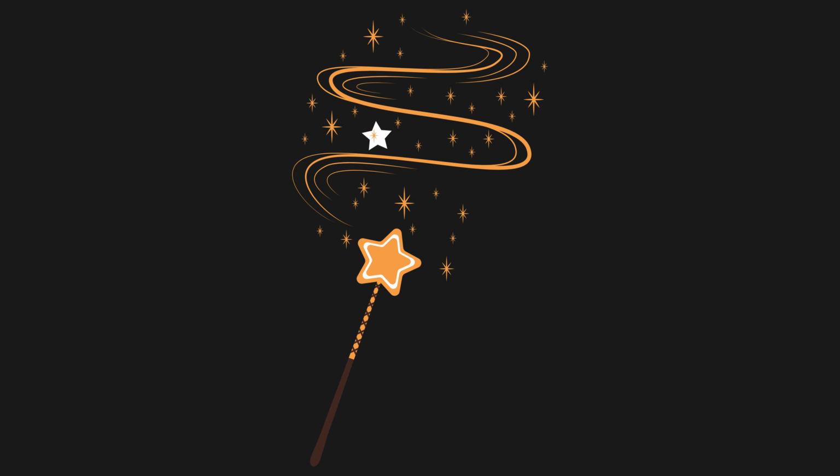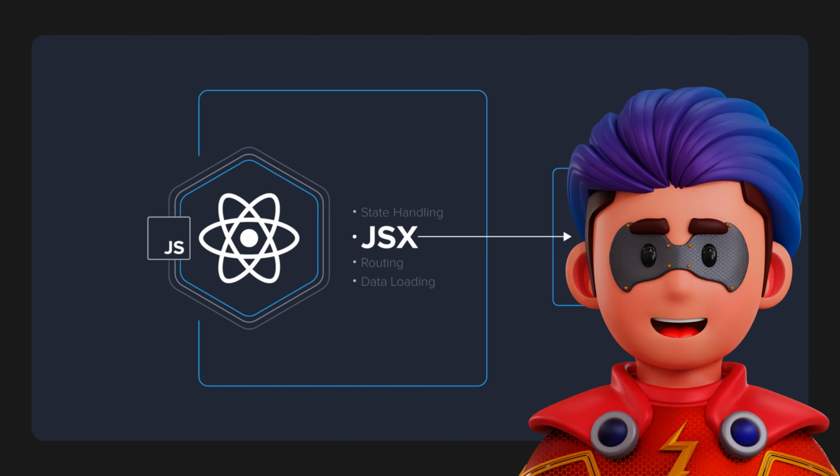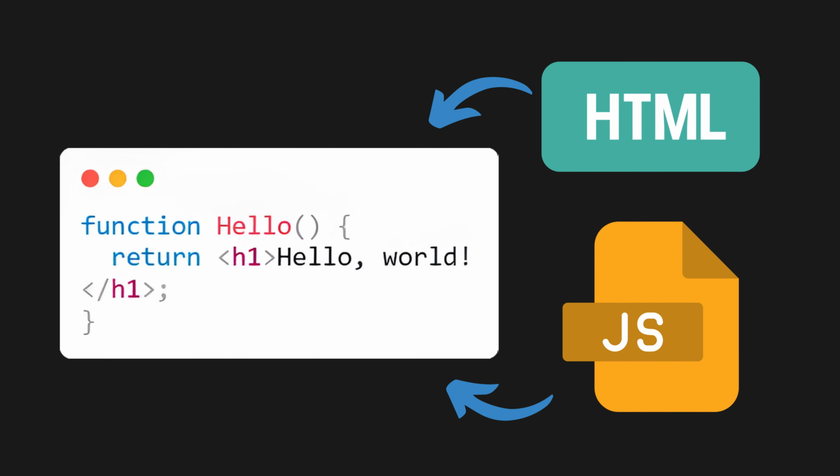Now, here's where the magic starts. JSX. JSX is like a superpower. It lets us write code that looks like HTML, but it's actually JavaScript. Let me show you. JSX function hello, return h1 hello world. See that? It looks like HTML, but it's part of a JavaScript function.